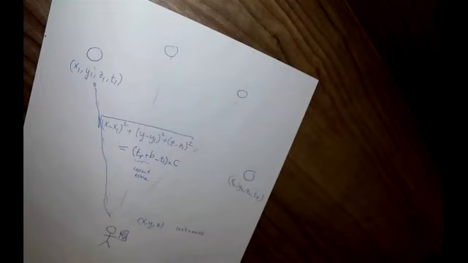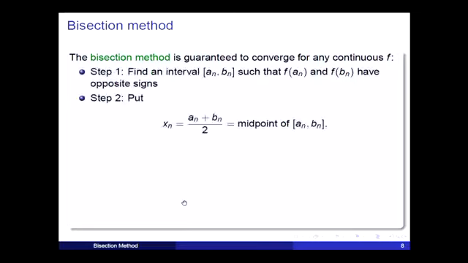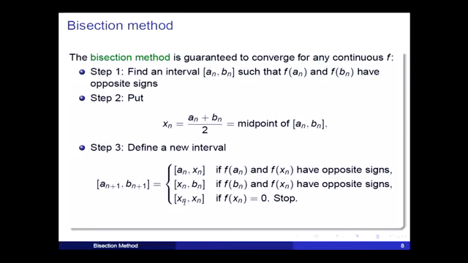Okay, so now we go to numerical methods. So the first method is the bisection method. The bisection method is summarized in 3 steps like this. But those 3 steps can be illustrated by pictures.